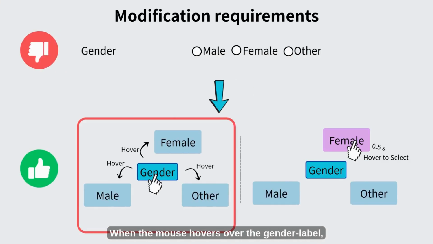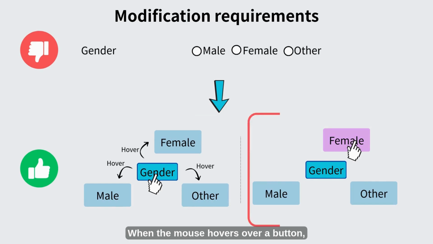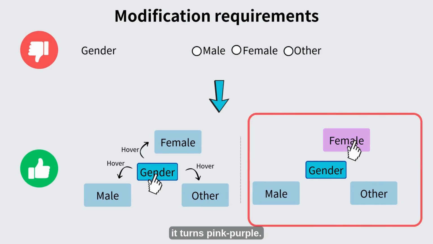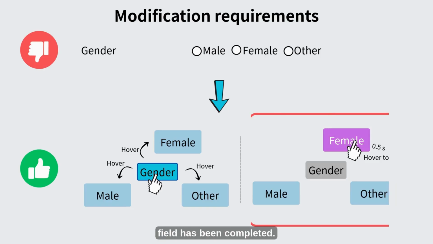When the mouse hovers over the gender label, it highlights with a gray-blue background, and 3 option buttons, blue background with black text, appear around it. When the mouse hovers over a button, it turns pink-purple. If the hover lasts more than 0.5 seconds, the button turns purple with white text. The system automatically selects that option and fills it into the field. And finally, the gender label turns gray to indicate that the field has been completed.